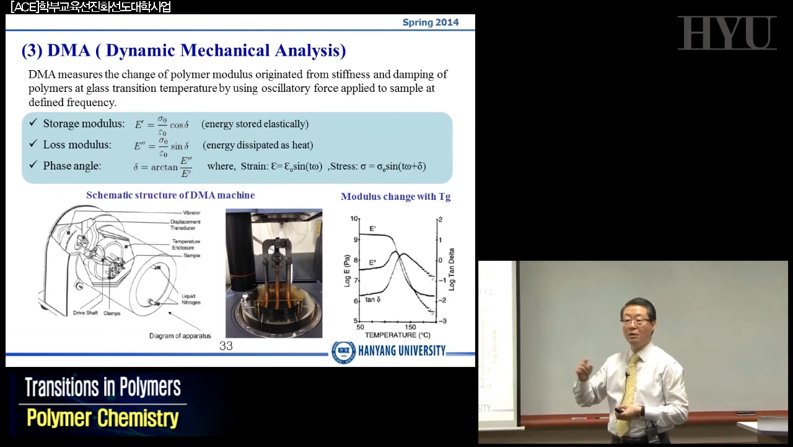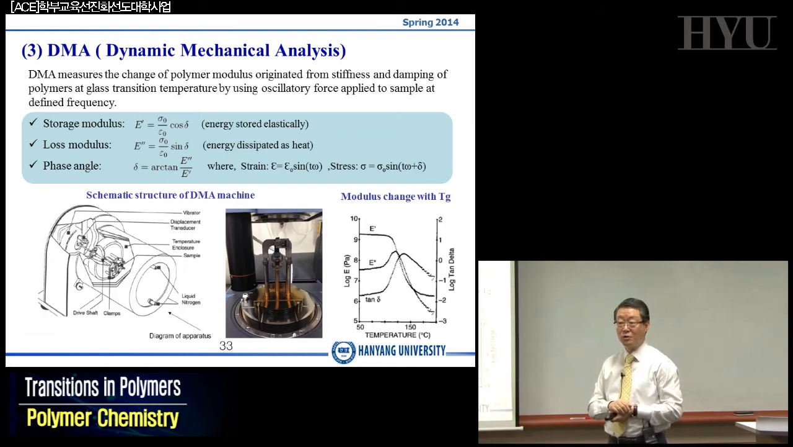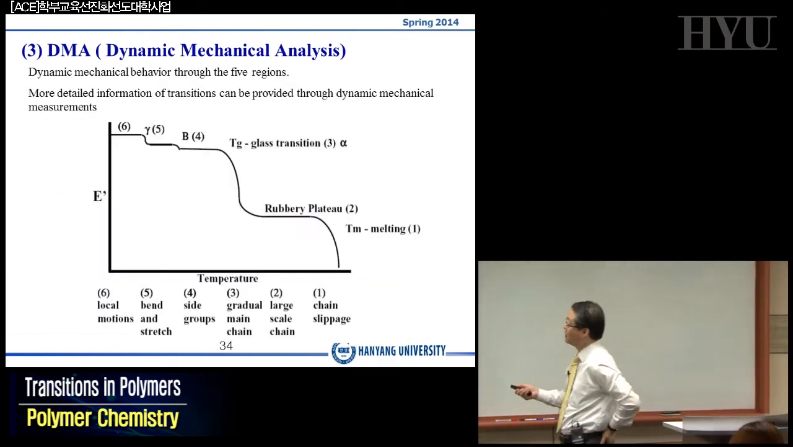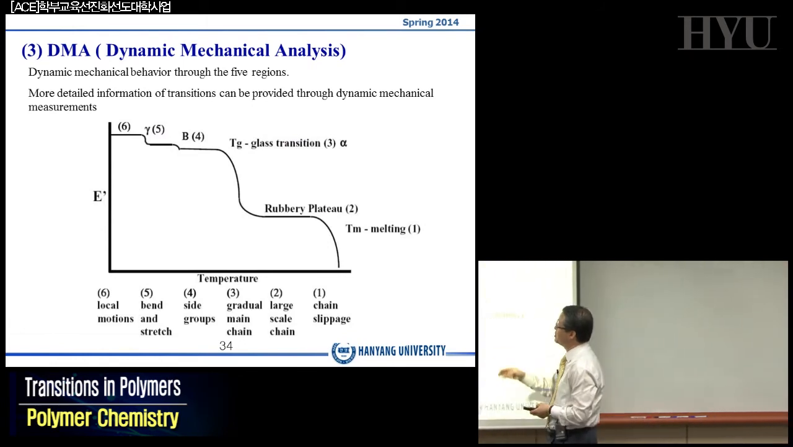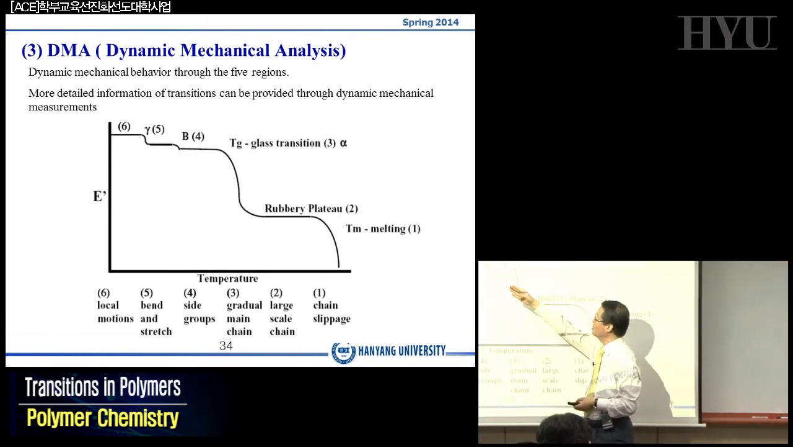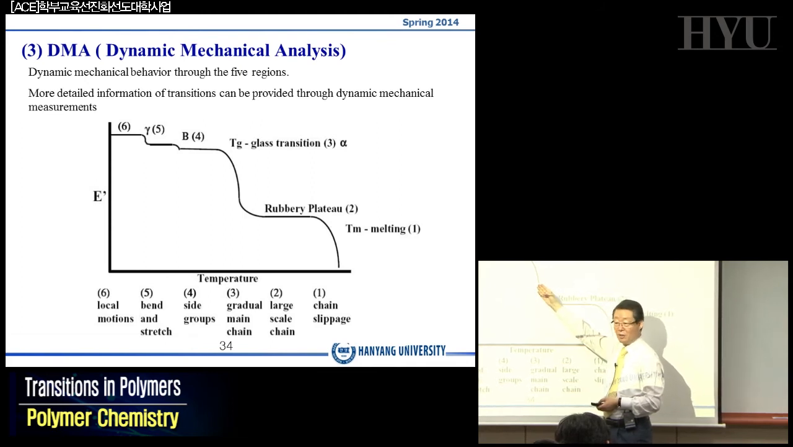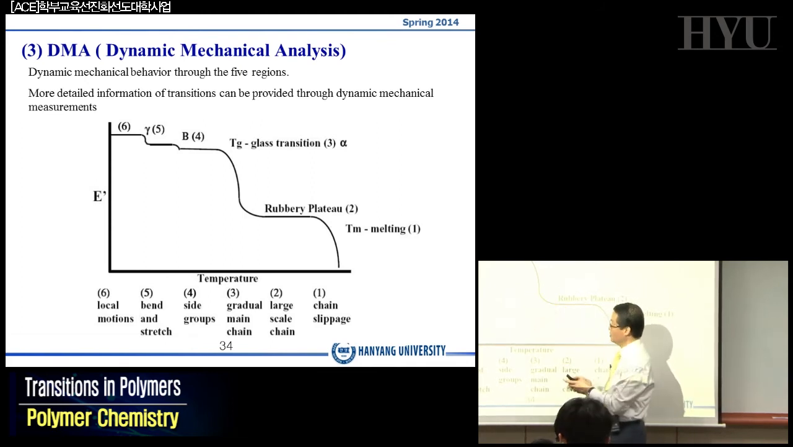Anyway, DMA is a very powerful tool in measuring the glass transition temperature of your systems, particularly the high modulus polymers. If you have a very high modulus, it's not easy to detect the glass transition temperature by DSC, but DMA can detect it. DMA can detect the glass transition temperature here, whereas below the glass transition temperature, you may have some transitions as well.